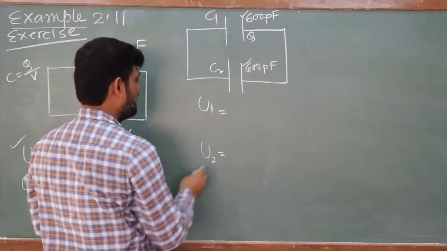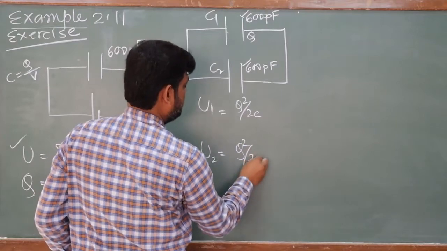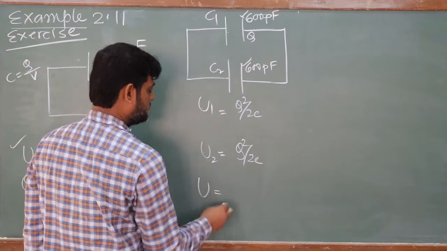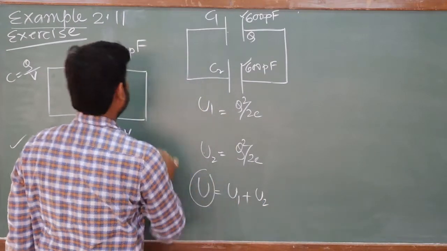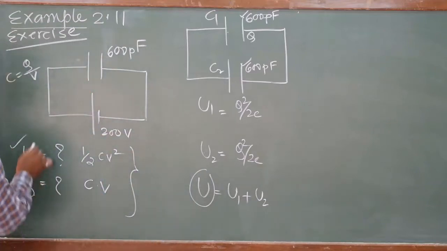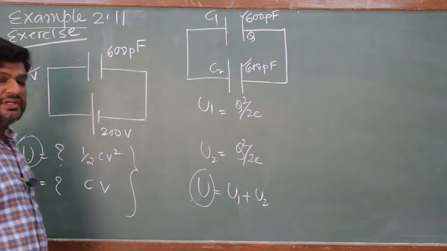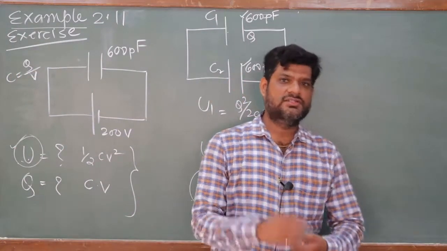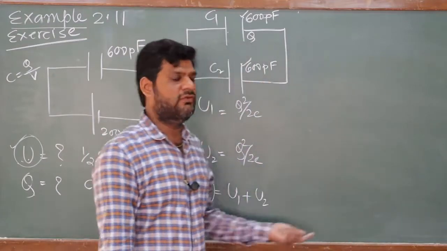By using the formula Q square by 2C, you will get U1 and U2. So you get total U equal to U1 plus U2, right? Take the difference of this U and the earlier U, and you will get the change in energy, or you can calculate the energy loss. So this is the method we have done before.